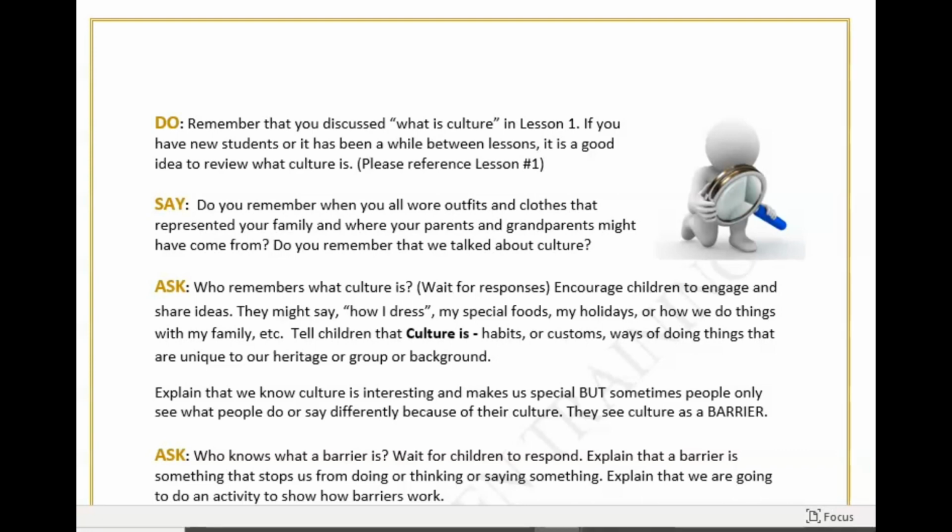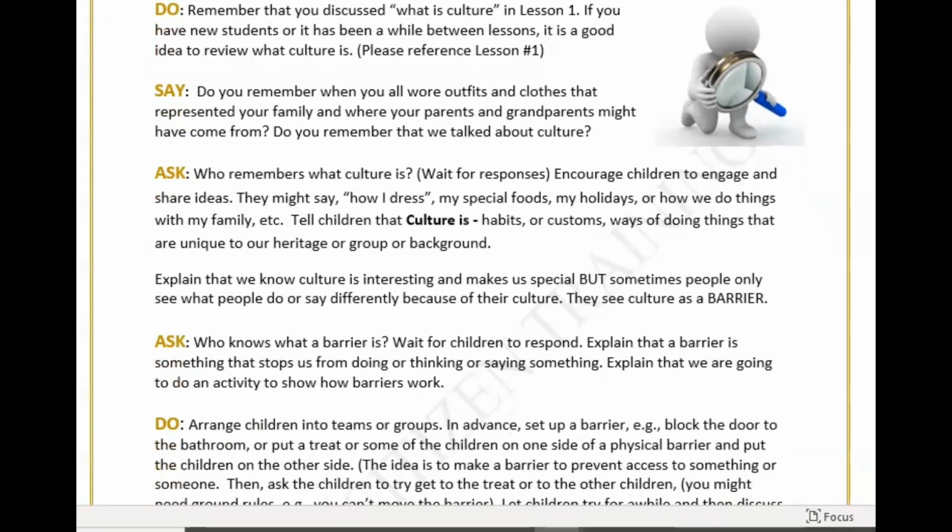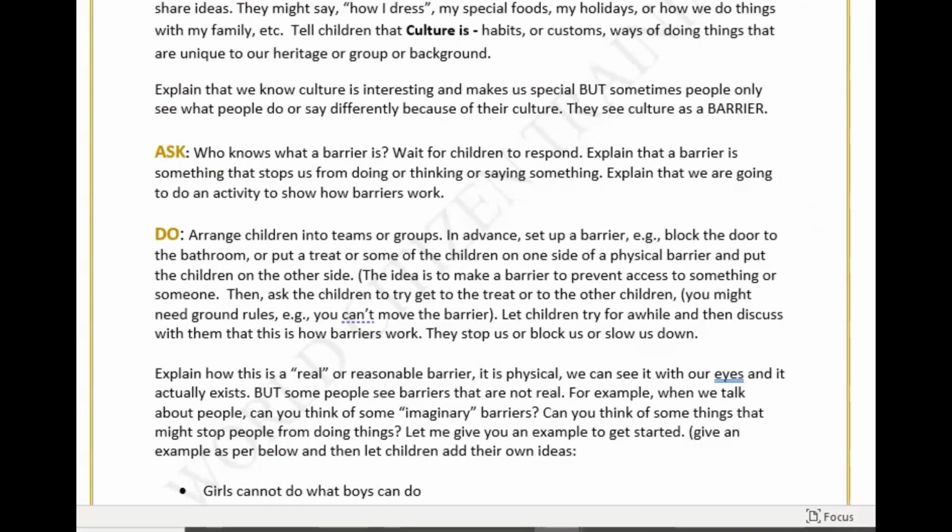So in theory, children will already have a sense of what culture is. We can review or remind them. And then we're going to talk about how culture makes us interesting and special. But sometimes we only see the differences, and these are called barriers. So we want children to understand what a barrier is, that it's something that stops us from doing or thinking or saying something.